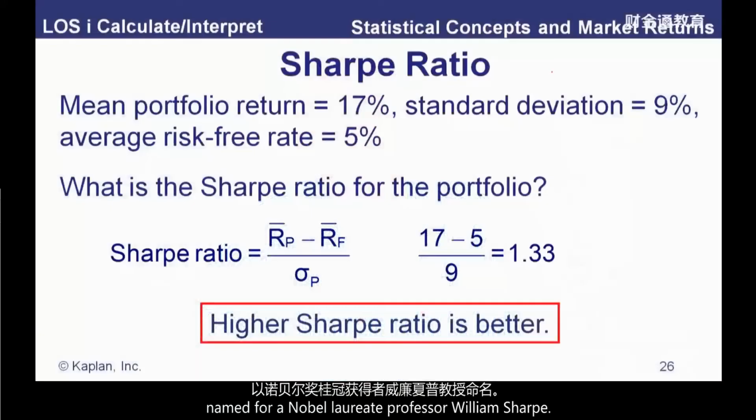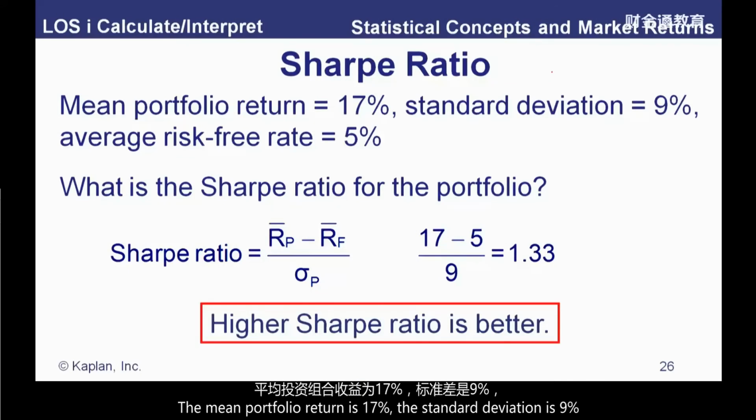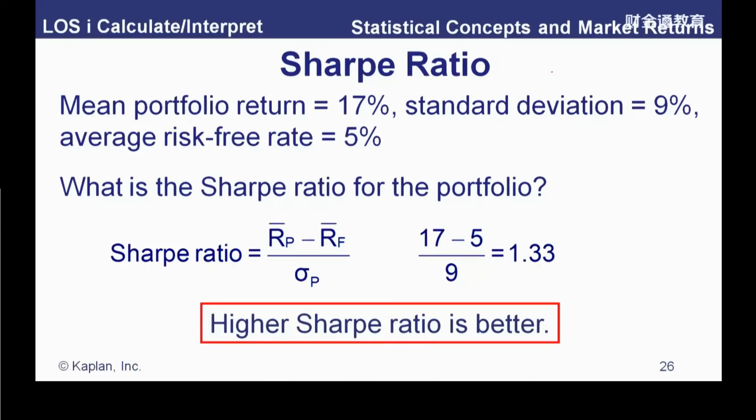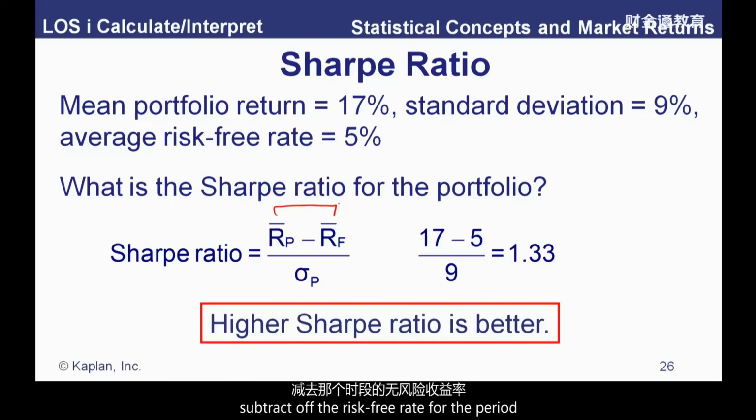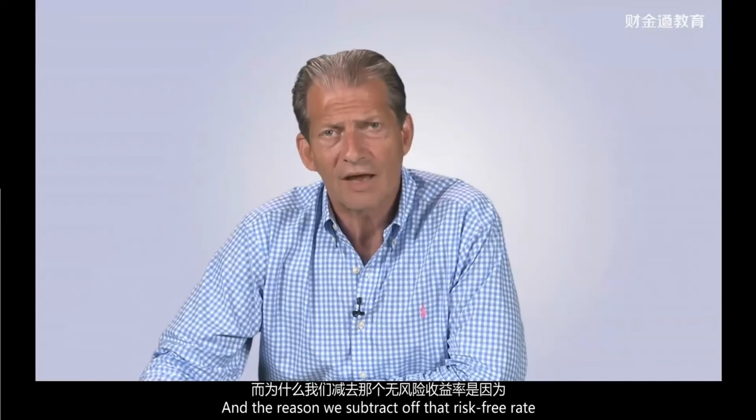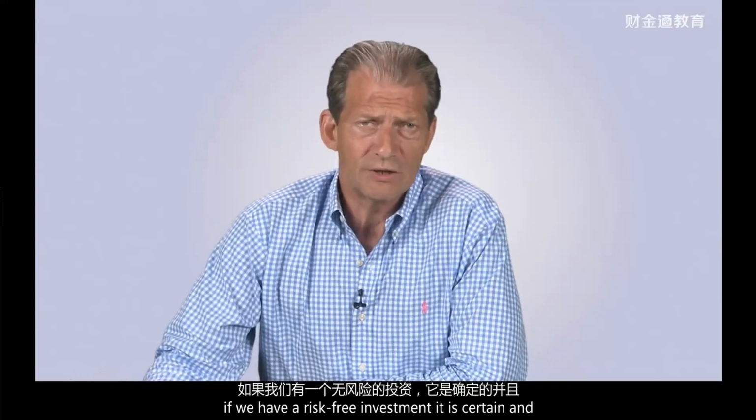Here we've got the Sharpe ratio, named for Nobel laureate professor William Sharpe. The mean portfolio return is 17%, the standard deviation is 9, and the average risk-free rate is 5. What we do in the Sharpe ratio is we take the return on the portfolio, or the average over some time periods, subtract off the risk-free rate for the period, or the average risk-free rate over those time periods, and divide by the standard deviation of returns. So now, instead of a measure of variation per unit of return, we've got a measure of unit of return per variation.